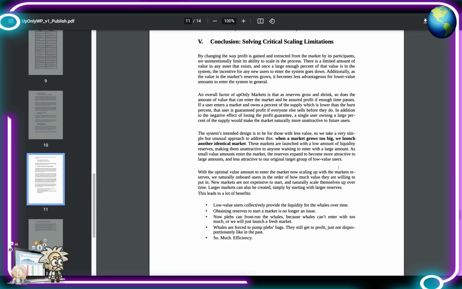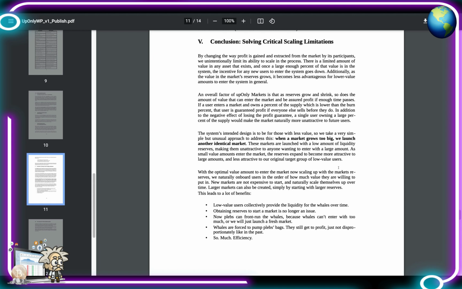In conclusion, guys, by changing the way profit is gained and extracted from markets by its participants, they unintentionally limit its ability to scale its process. There is a limited amount of value in any asset that exists, and once a large enough percent of that value is in the system, the incentive for any new users to enter the system goes down. Additionally, guys, as the value in the market's reserve grows, it becomes less advantageous for lower value amounts to enter the system in general. An overall factor of up-only markets is that as reserves grow and shrink, so does the amount of value that can enter the market and be assured profit if enough time passes.